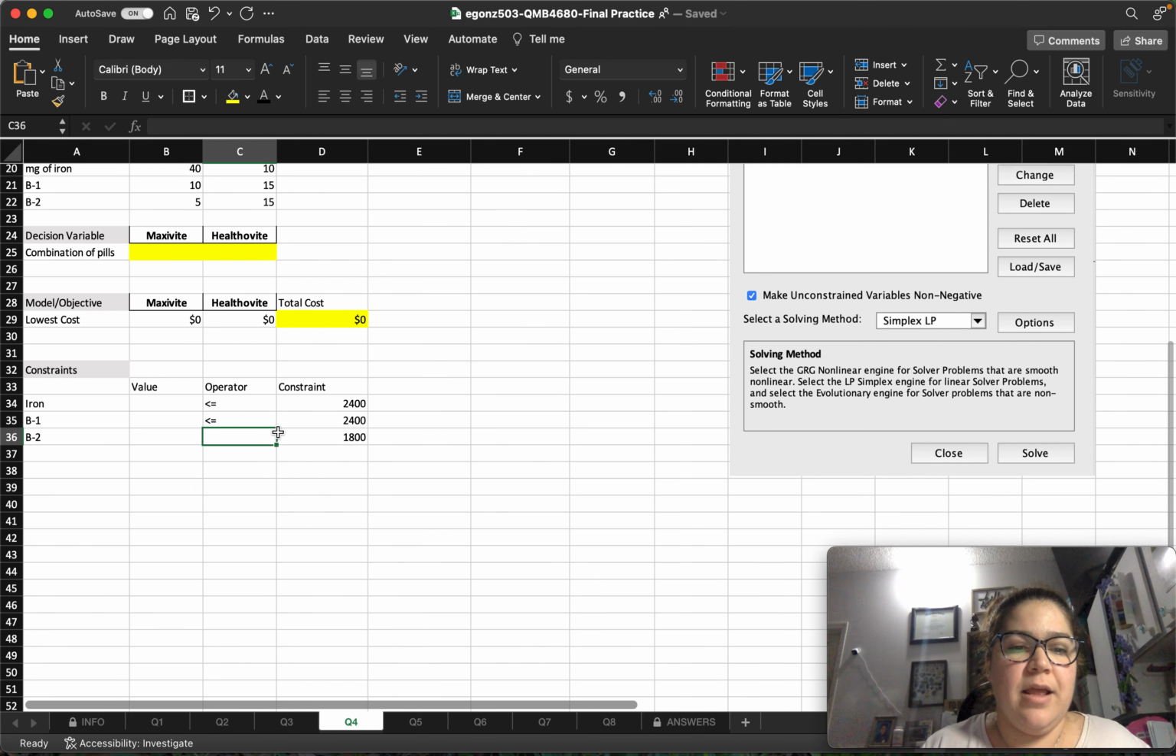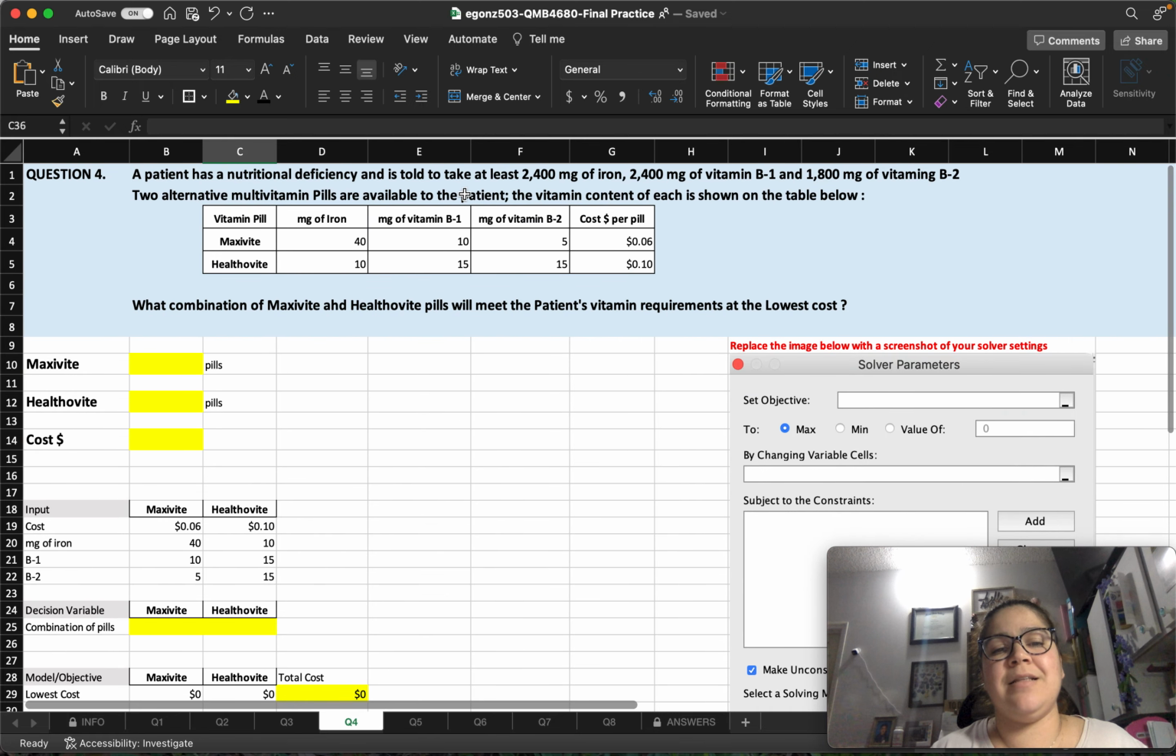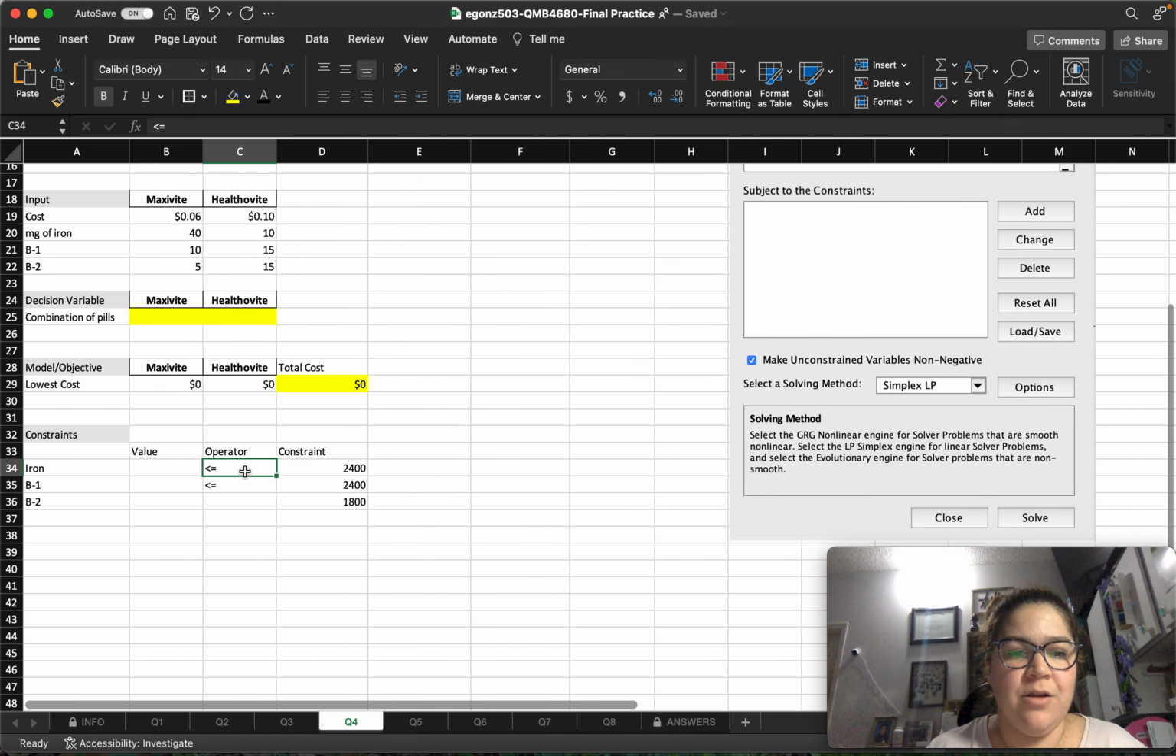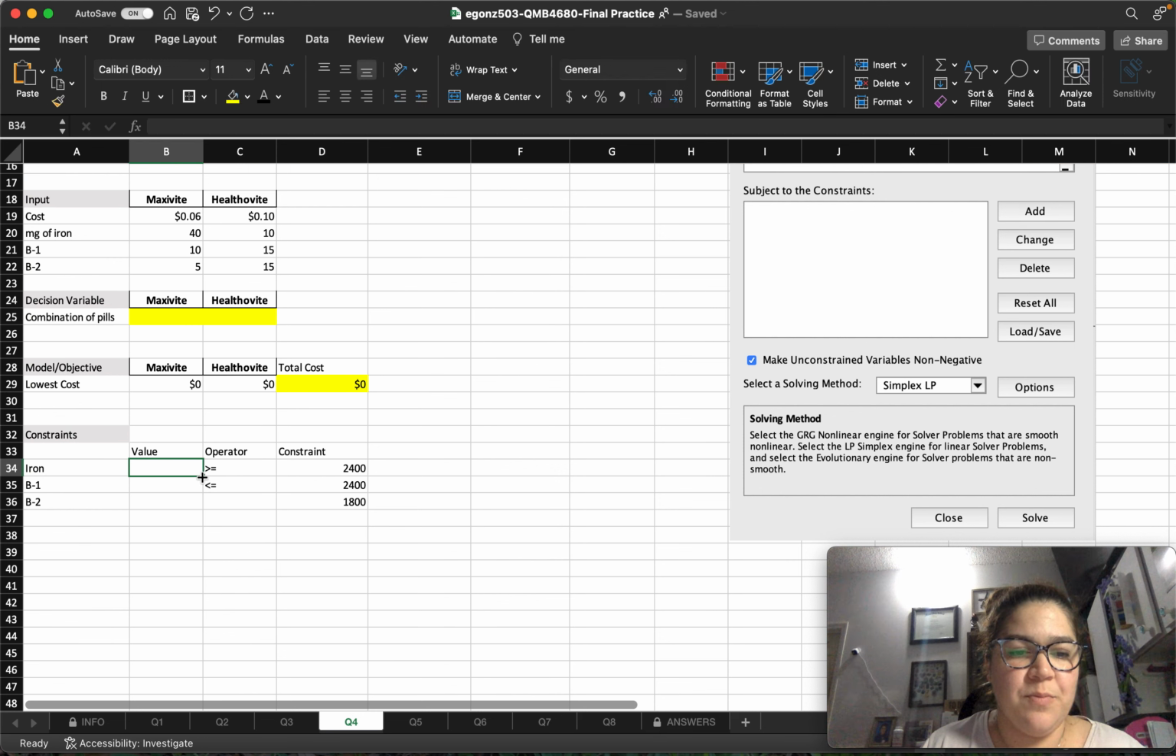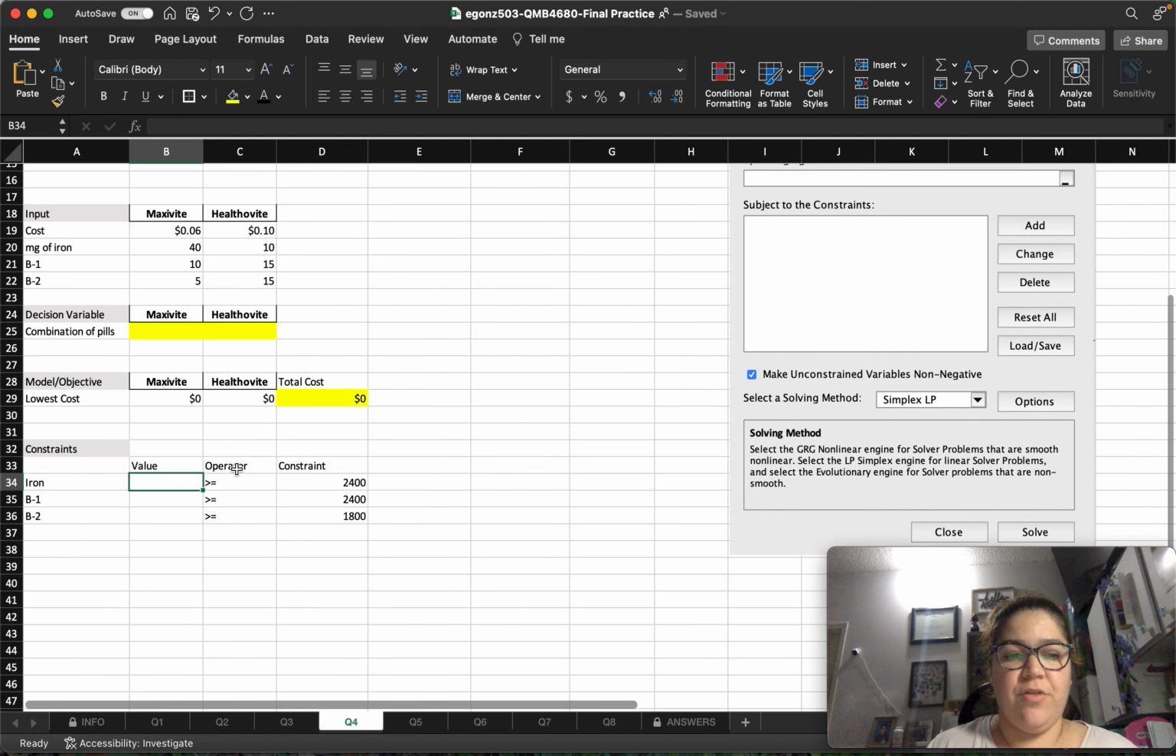So that's good. Now for our operator, it says at least. When it says at least, it means that is the minimum amount that they have to take, right? And if it's the minimum amount, what it actually means is that the value that we're going to get over here has to be bigger than or equal to this value right here. And since all of them are the same, I'm just going to drag it down so it's the same operator.